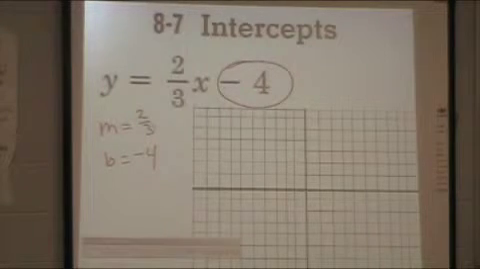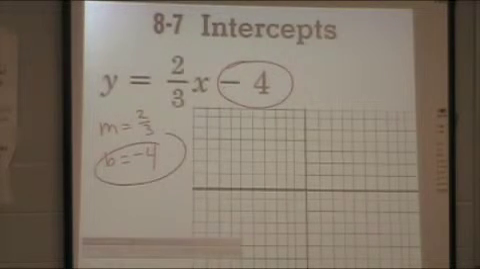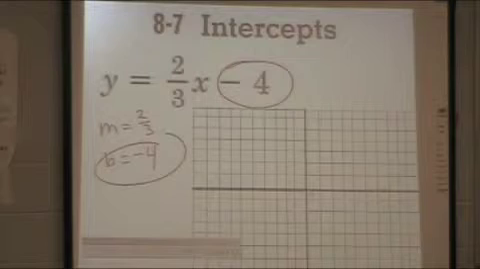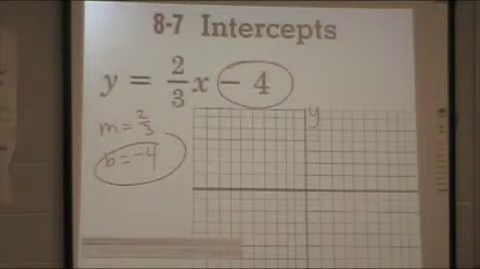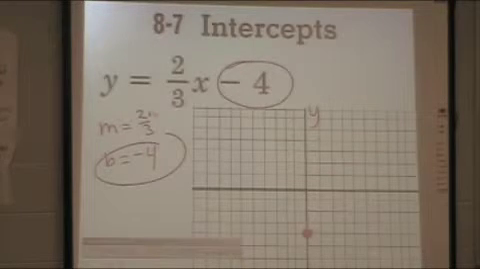Now the way you graph it is always start with the b, going up and down. Since it's the y-intercept and this is the y-axis, you got to put it somewhere on this axis. You go down 1, 2, 3, 4. Why did I go down? Because it's negative. Now the rise is 2 and the run is 3.